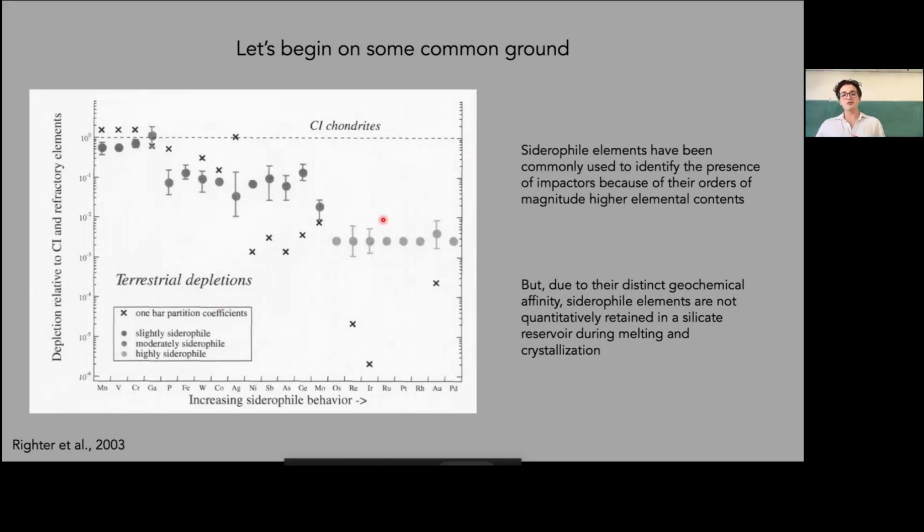But the issue is that when we apply these systematics to a really complicated material like regolith, these elements are not retained quantitatively during multiple events of melting and crystallization. And really what this reflects is the fact that these elements have very different geochemical affinities from lithophile elements.